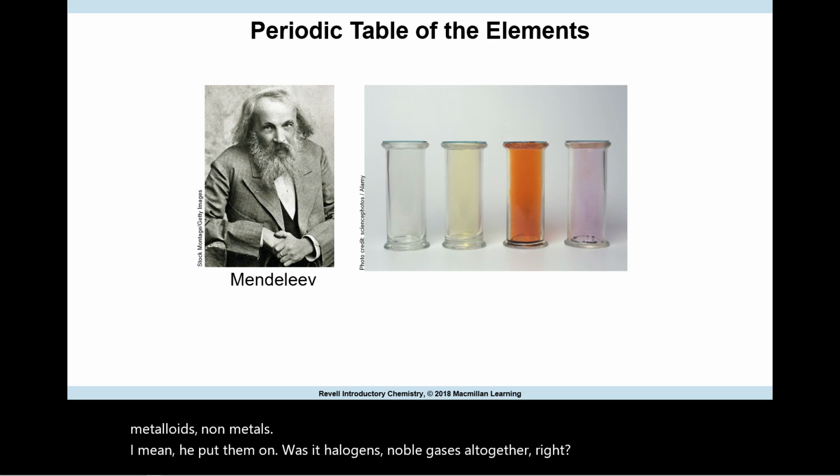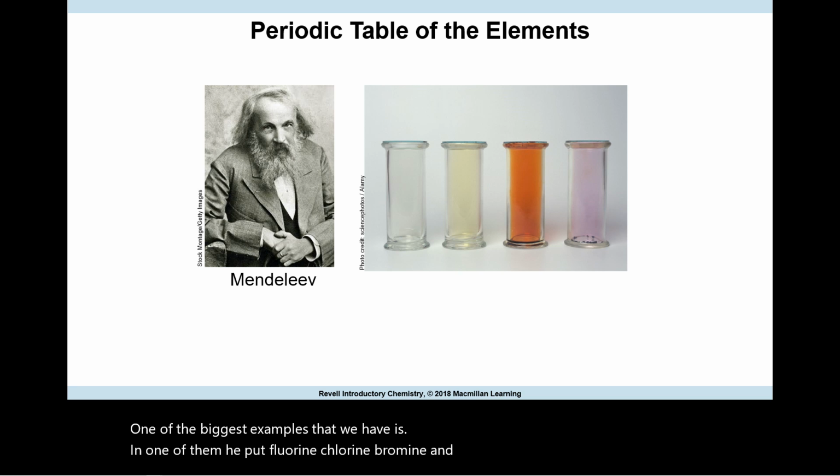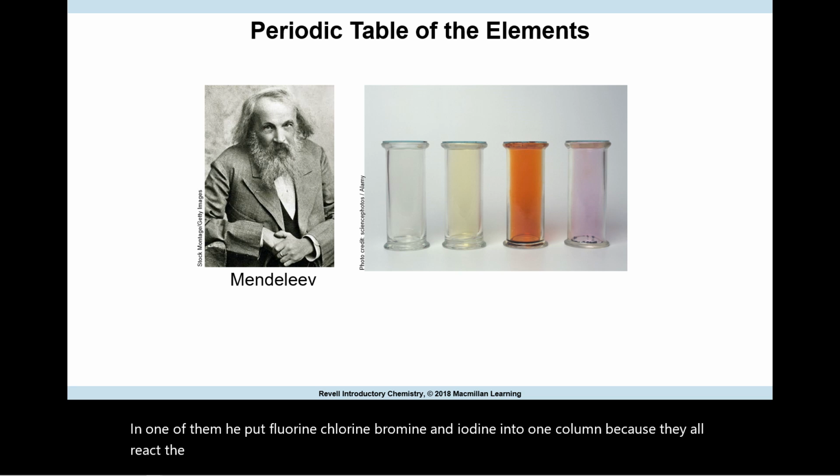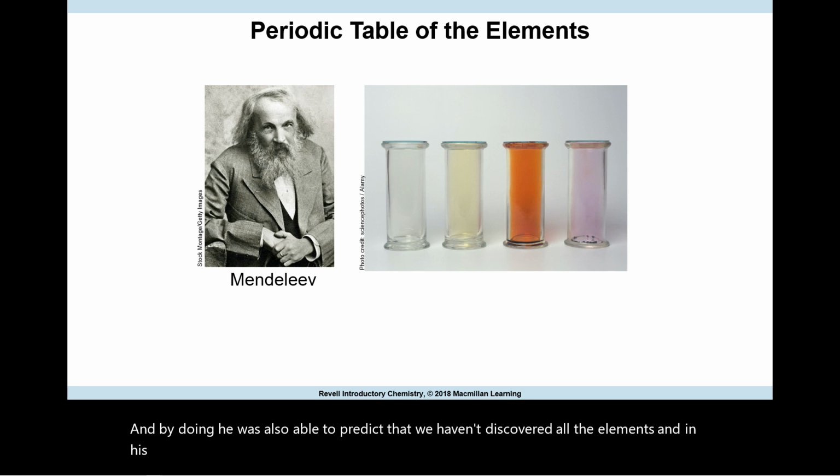One of the biggest examples is that he put fluorine, chlorine, bromine, and iodine into one column because they all react the same way. By doing this, he was also able to predict that we haven't discovered all the elements. When he submitted his periodic table, he left space for new elements to be discovered and added to the periodic table.